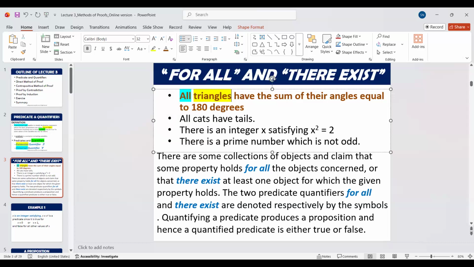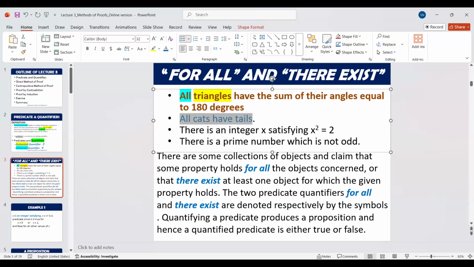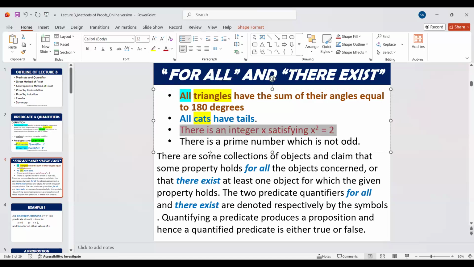Now, let's go to the next statement. I'm saying that all cats have tails. Now, what is my variable here? Cat. Yes, cat is my variable here. Now, there is an integer satisfying x squared is equal to 2. What is my variable here? Integer. Exactly. Integer. Good.